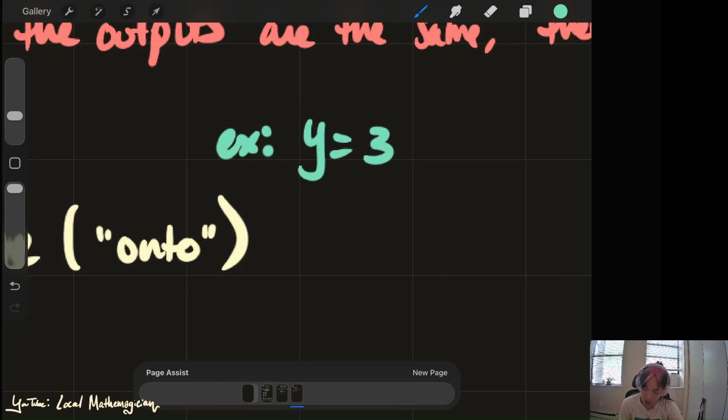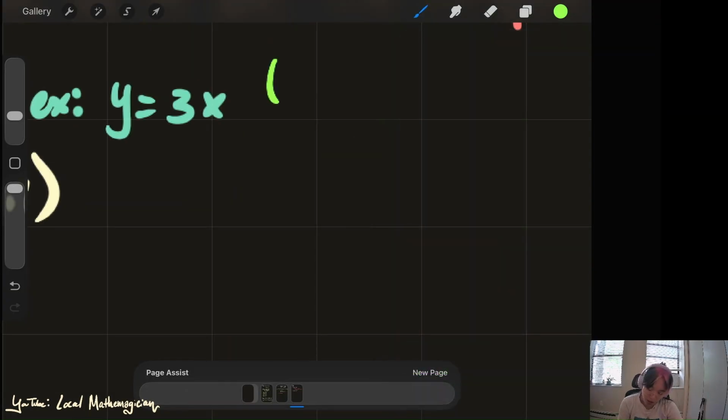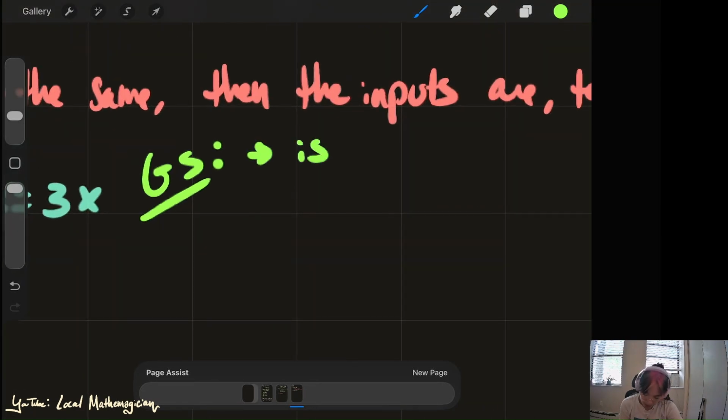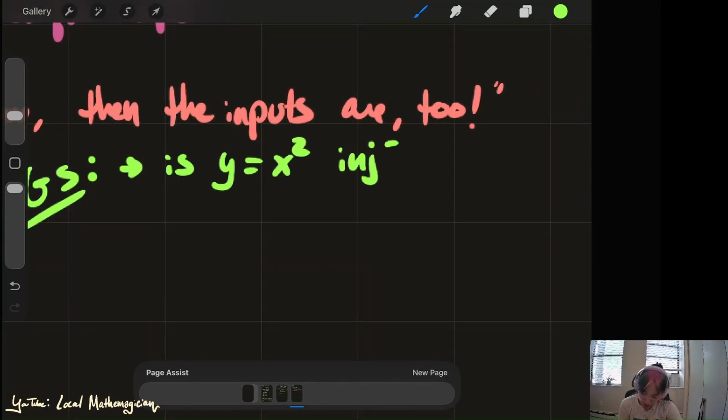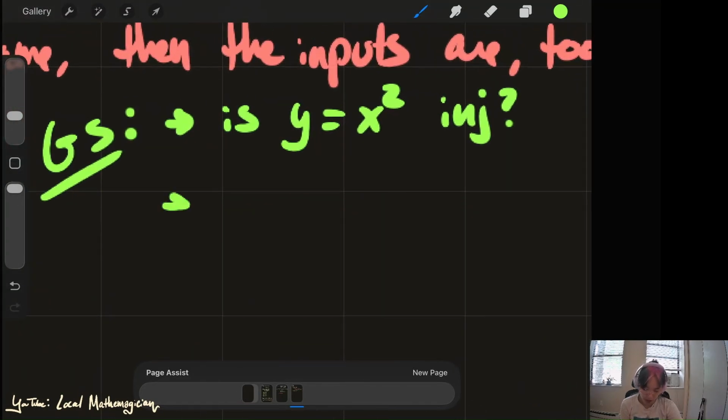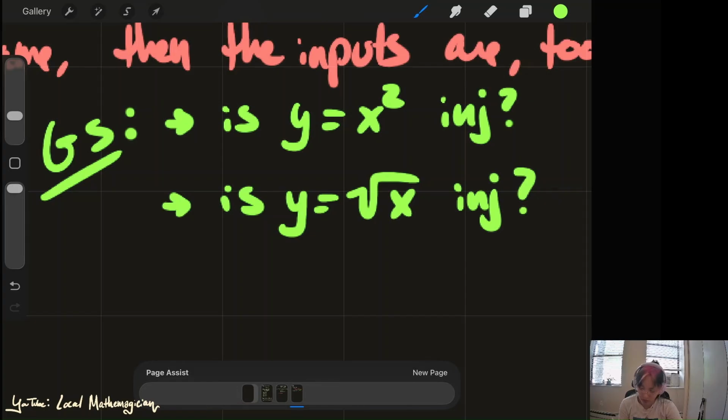Let's do a Gradescope question. Is y equals x squared injective? If yes, explain why. If no, give an example. And then my next question: is y equals root x injective? If yes, explain why. If no, give an example.